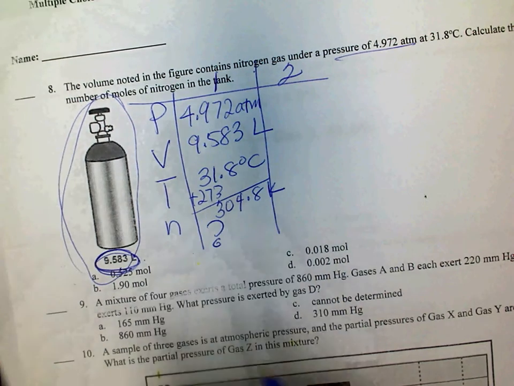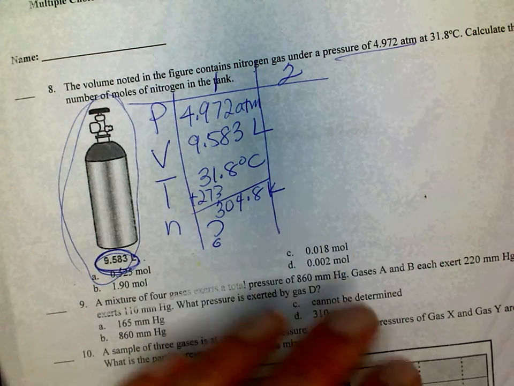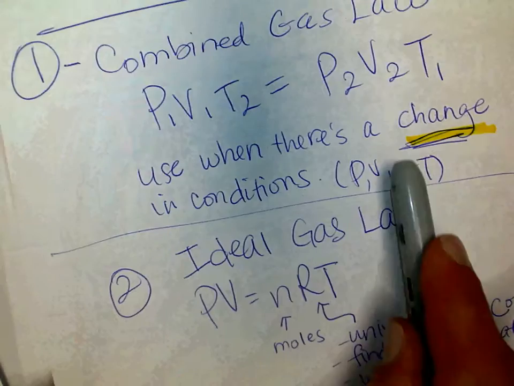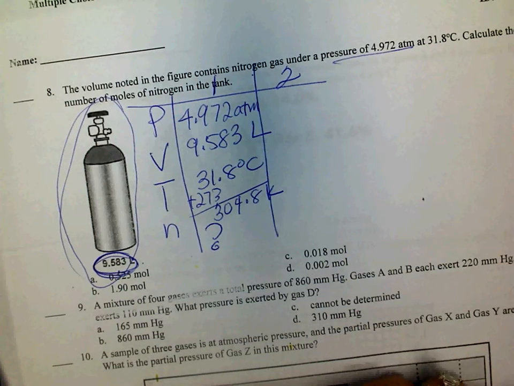All right, here we go. Let's decide what we're using. Is there a change in conditions? Are we heating? Are we cooling? Are we changing pressure or volume? No change.